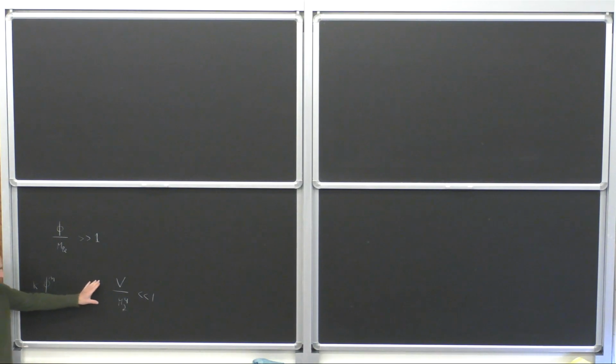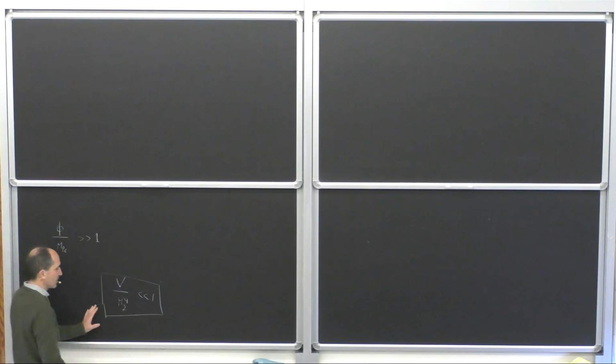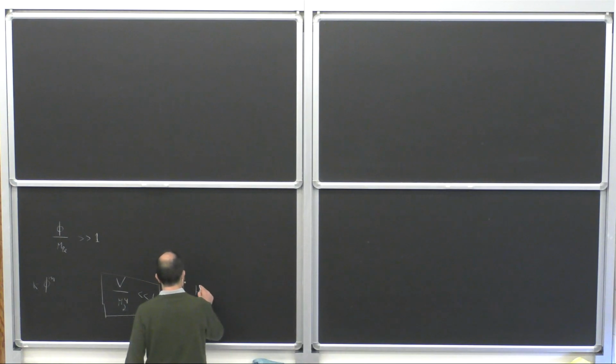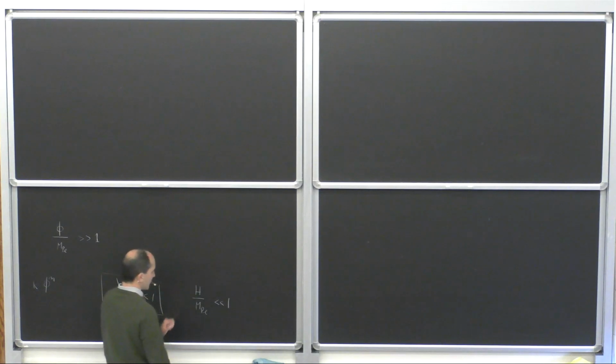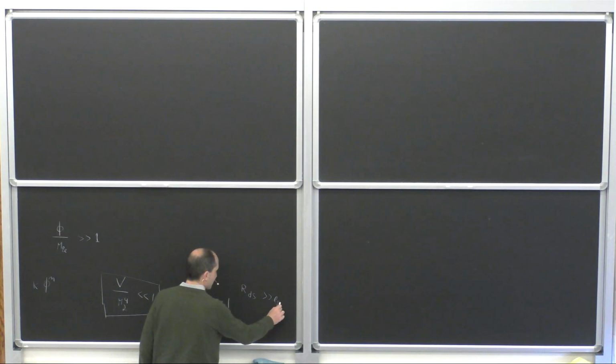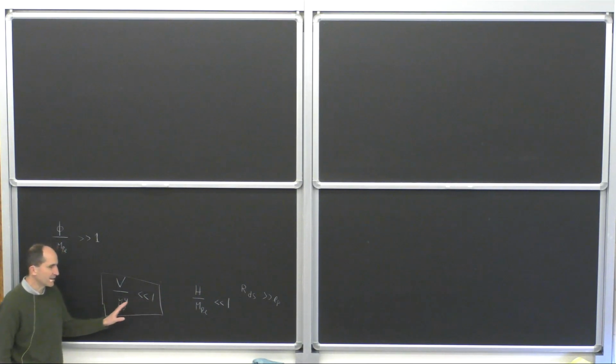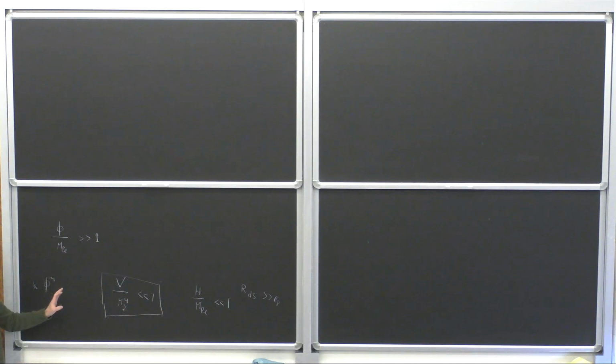And it is true that we need this condition. Indeed, we need this condition. And this condition is equivalent to the condition that H over M Planck should be much less than 1, right? And this is the same as saying that the radius of the de Sitter space should be much bigger than the Planck units, right? So that's what we need. These are all equivalent, and they are conditions that we need for the validity of the effective field theory. So Einstein's theory of gravity is an effective field theory, and we need this condition for its validity.